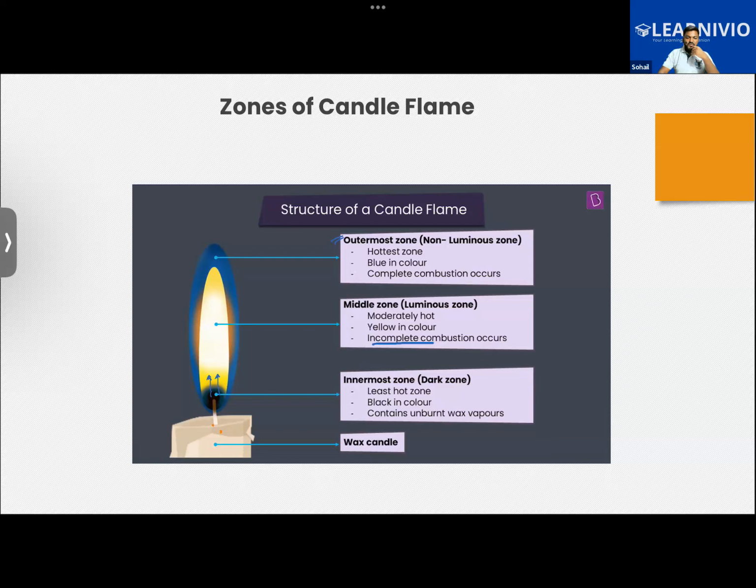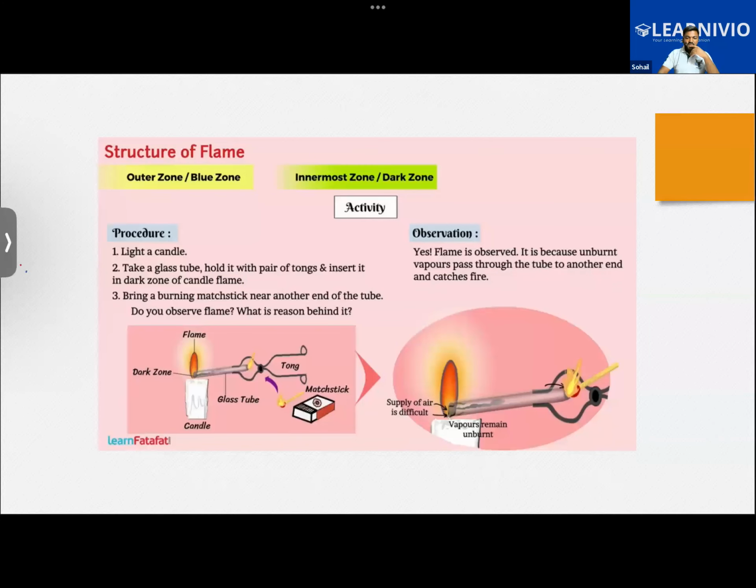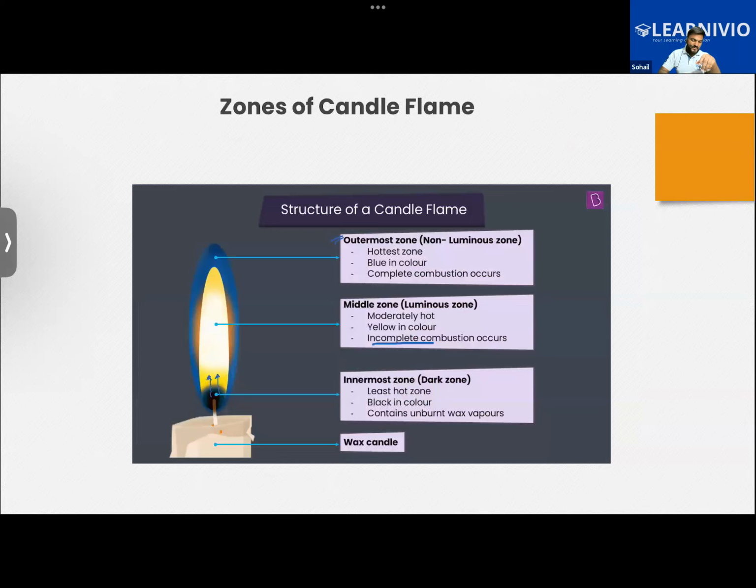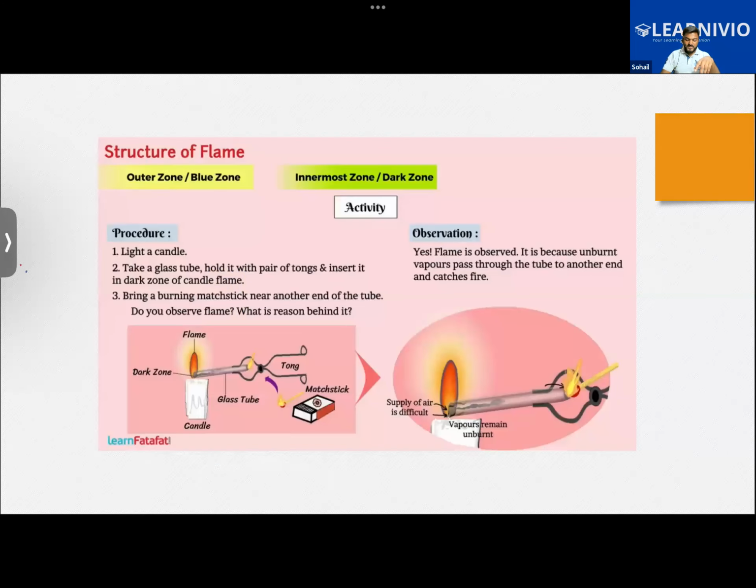Now in the outermost zone, what are the things we learned about the outermost zone of the candle flame? It's blue in color, and complete combustion takes place, and it's hot. It's the hottest zone, right? And here complete combustion is taking place as the wax vapors are able to get enough oxygen from the air, as they are in direct contact with oxygen. So that's why it burns completely.